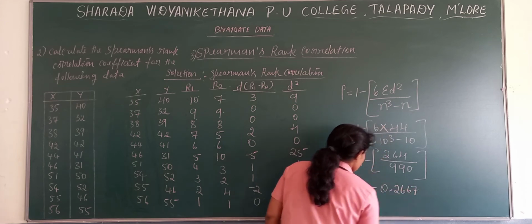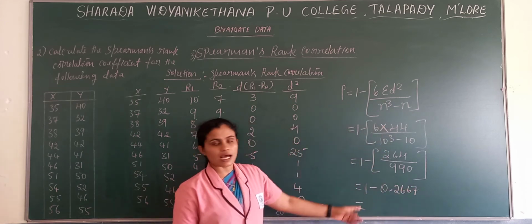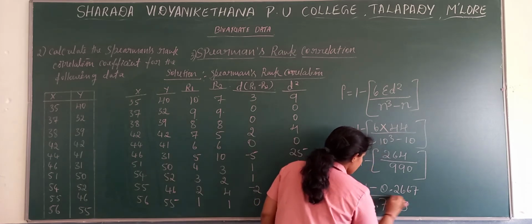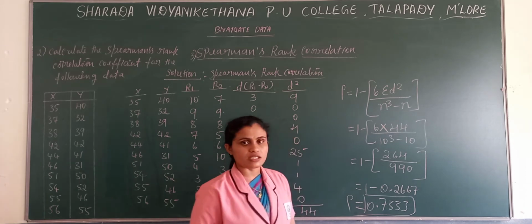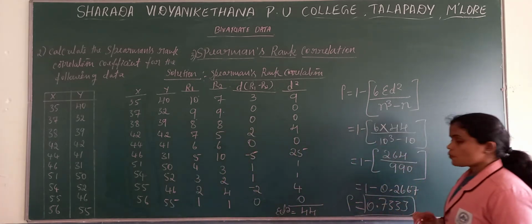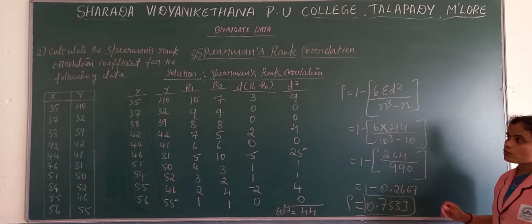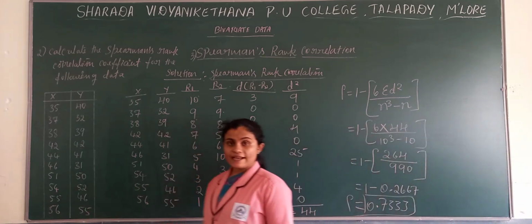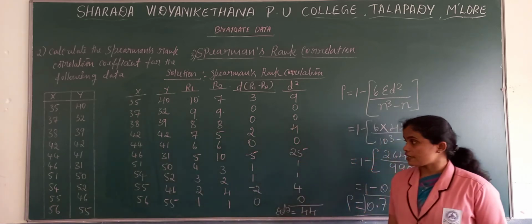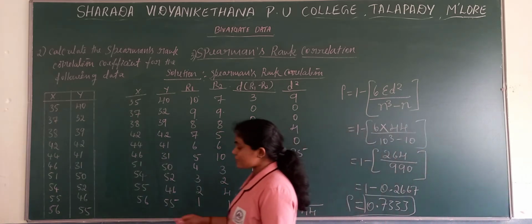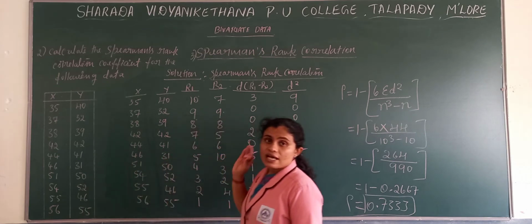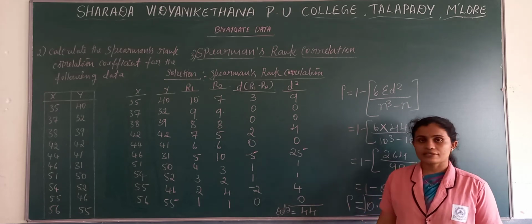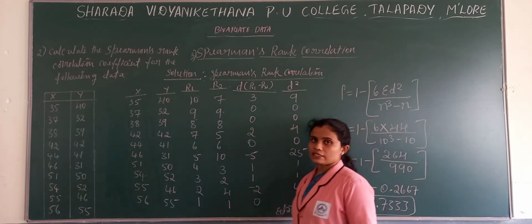0.2667. So when we deduct it from 1, the last value we get as 0.7333. So this is Spearman's rank correlation. Here we get Spearman's rank correlation coefficient as positive, and this is about when they do not provide ranks directly, when we need to assign the ranks. We need to assign ranks according to the value: the largest number takes the first rank, then the least number takes the last rank. So this is about the second kind of problem.